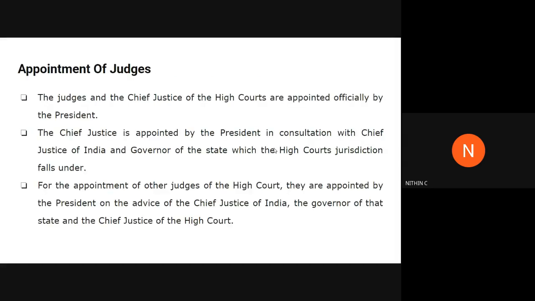In the appointment of judges, the judges and the Chief Justice of High Courts are appointed officially by the President. The Chief Justice is appointed by the President in consultation with the Chief Justice of India and the Governor of the state under which the High Court's jurisdiction falls. So the appointment of the Chief Justice of the state High Court is actually done by the President, but in consultation with the Chief Justice of India as well as the Governor of the state.